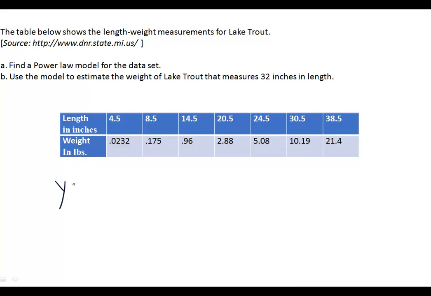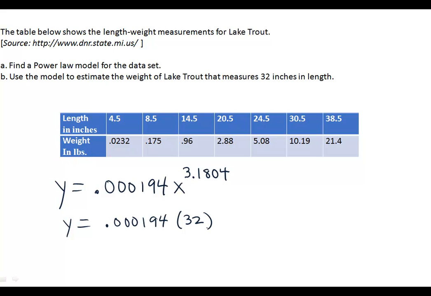The model that we just found in MATLAB, let me write that down here. This is capital C times x to the exponent little b, which is 3.1804. So that's somewhere between a cubic and a fourth degree polynomial. We can use this model now to estimate the weight of any lake trout in particular that we know the length of. So for this part B, for this problem, we're looking at using 32 for x. And what I'm going to do is put 32 right in there for x and raise it to an exponent.